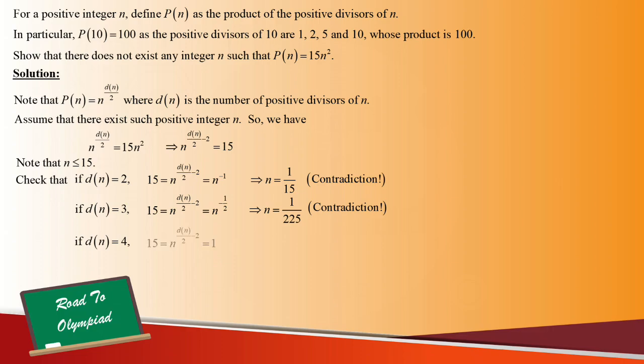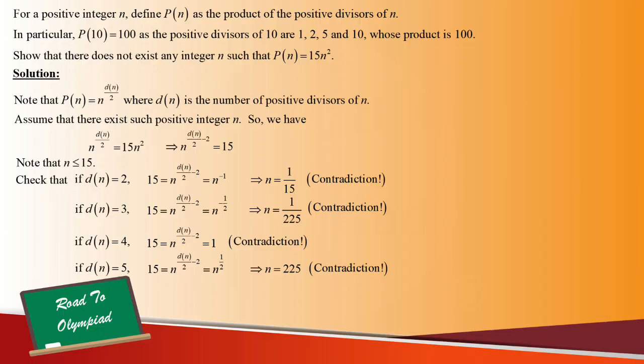If dn is equal to 4, we have 15 is equal to 1, which is clearly a contradiction. If dn is equal to 5, we have 15 is equal to n to the power of half, or square root of n. This implies that n is equal to 225. This is a contradiction as well, as we know that n is at most 15. We do not check dn is equal to 1 here, as the only number with one divisor is 1 itself, and it cannot be 15 times an integer.